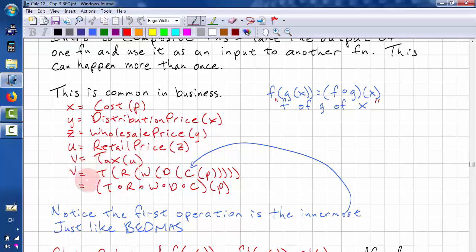And we could write this as a composition: T of R of W of D of C of P. Okay? So in math, we do what's in the brackets first. So this is the first thing we do, then the next thing we do, then the next thing, just like we did down here.